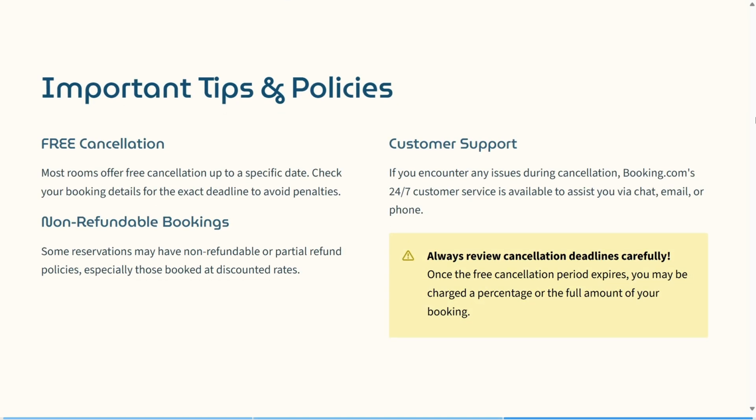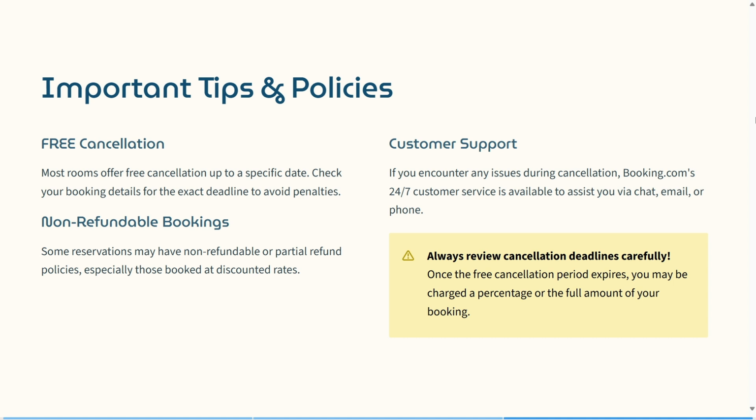Here are some important tips and policies to keep in mind. First of all, most places offer free cancellations up to a specific date. You just need to check your booking details for the exact deadline to avoid any penalties. Also, some reservations may have non-refundable or partial refund policies, especially if booked at a discount rate. And if you encounter any issues during the cancellation, you can contact booking.com's 24/7 customer service, which is available to assist you via chat, email, or even a phone call.